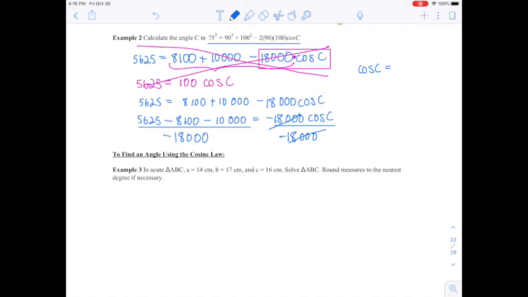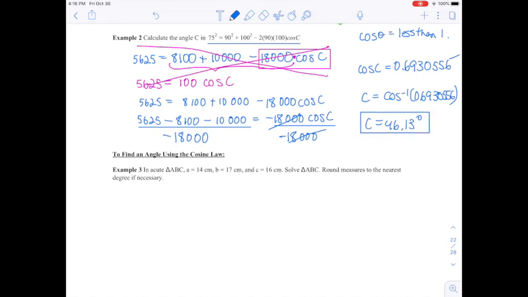Okay, and I'm going to get that cos C is 0.693055 repeating. So this makes sense because we always said that the cos of theta should always be less than 1. Okay, so this checks out. I'm going to say C equals cos inverse of this long decimal. Okay, so cos inverse, answer, C is 46.13 degrees. Okay, so please don't make that common mistake.